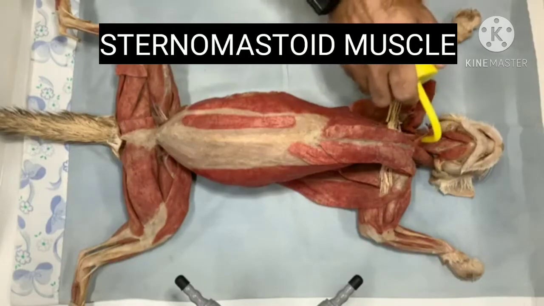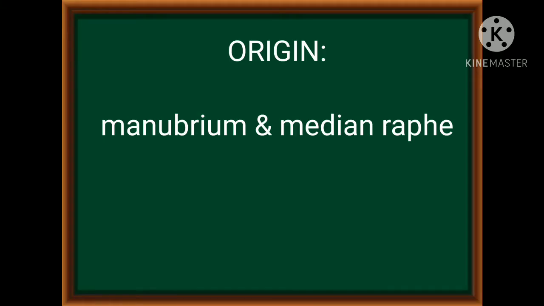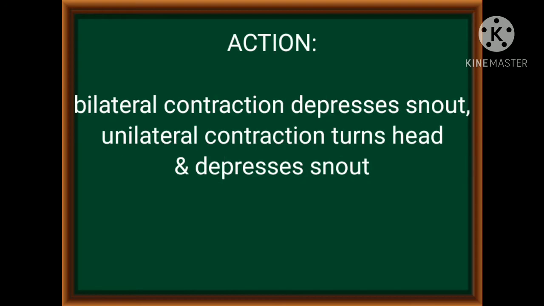Now let's proceed to the sternomastoid muscle and its OIA. Manubrium and median raphe. Lateral half of the nuchal ridge and mastoid portion of temporal bone as far as the mastoid process. Bilateral contraction depresses snout. Unilateral contraction turns head and depresses snout.